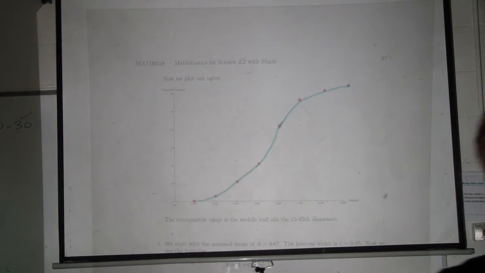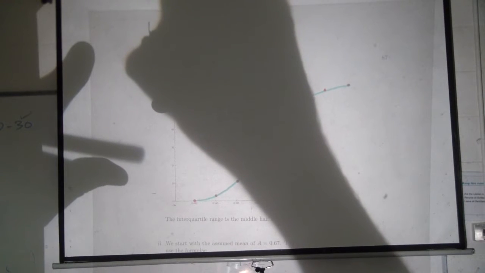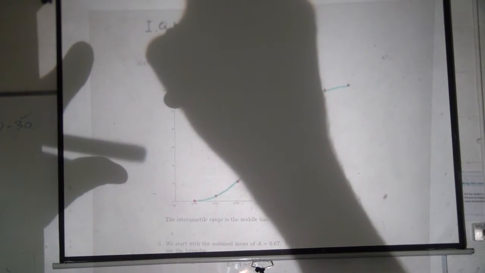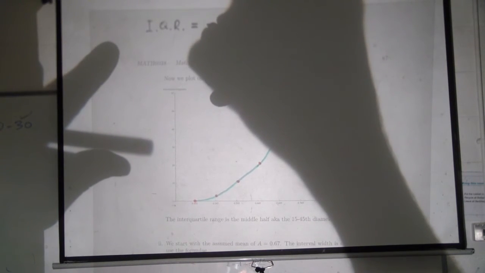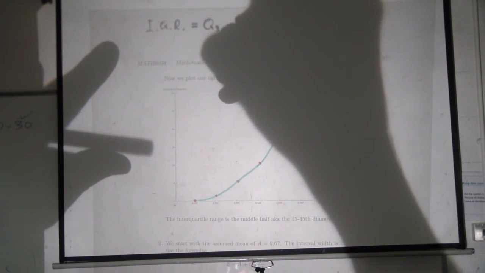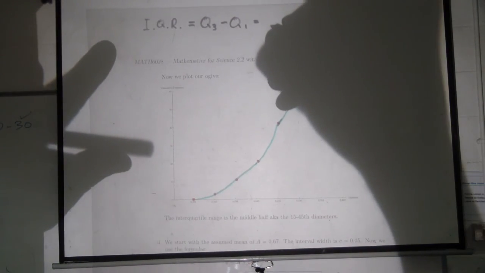So the middle 50%, that's what the interquartile range is. It's Q3, which we'll explain in a second, minus Q1, which is the width of the middle.